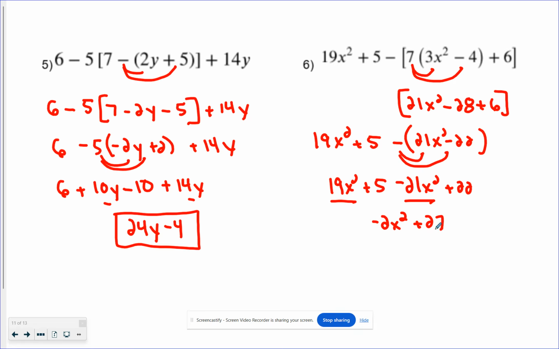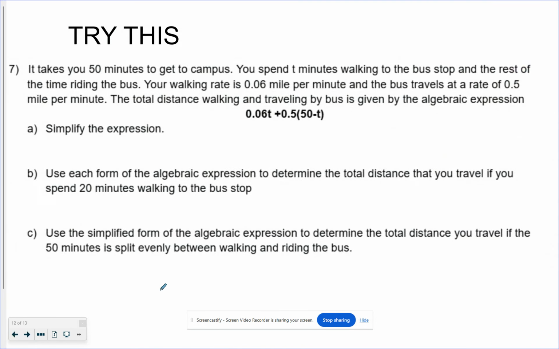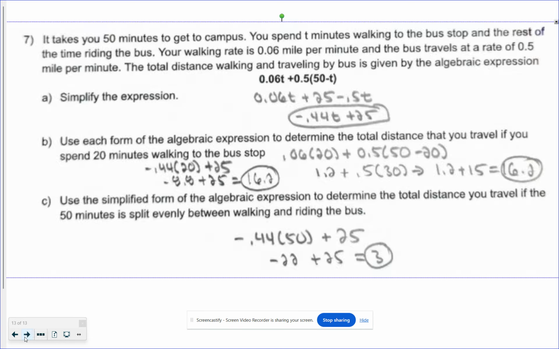Okay? And so what I'm going to ask you guys to do is try this question right here and see if you can get what I have for the answer. When I simplified this, I got negative 0.44t plus 25. And then I plugged 20 into that expression. I got 16.2. And when I plugged 50 into the simplified expression, I ended up with 3.